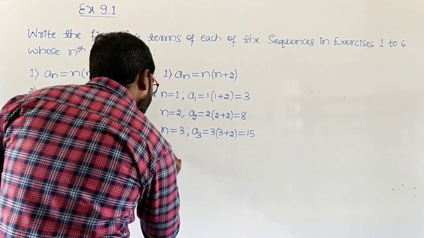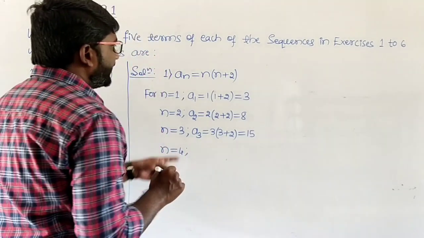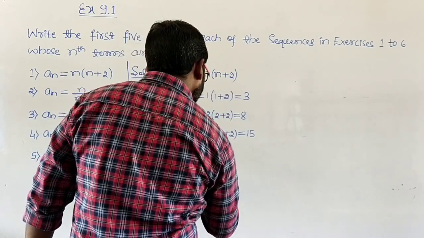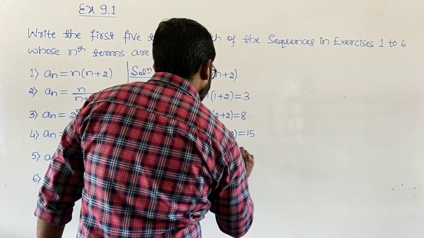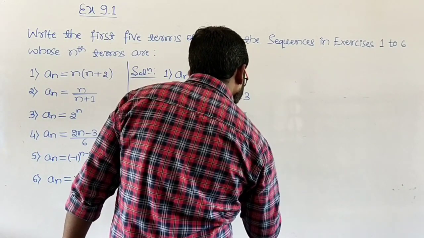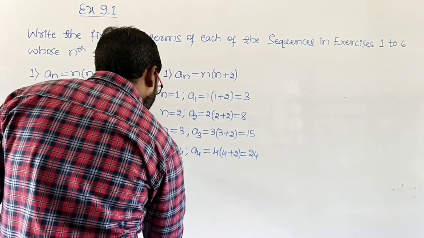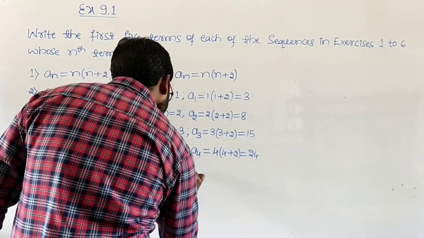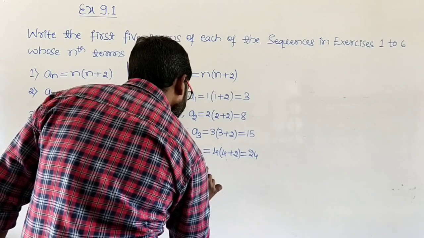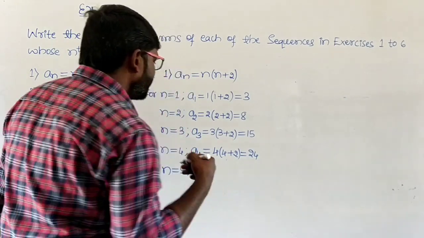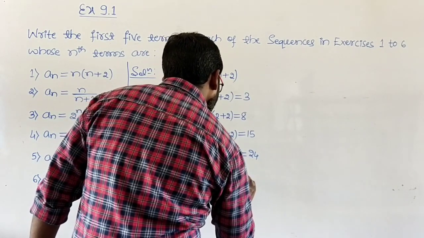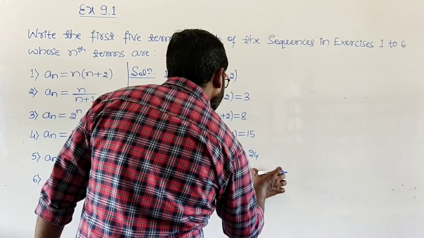Then let us go for n equal to 4. For n equal to 4 we get a4 which is equal to 4 into 4 plus 2. 4 plus 2 it is 6. 6 into 4 will be 24. Then we have to calculate one more term. So now n equal to 5, and then a5 it is 5 into 5 plus 2. 5 plus 2 it is 7. 7 into 5 will be 35.